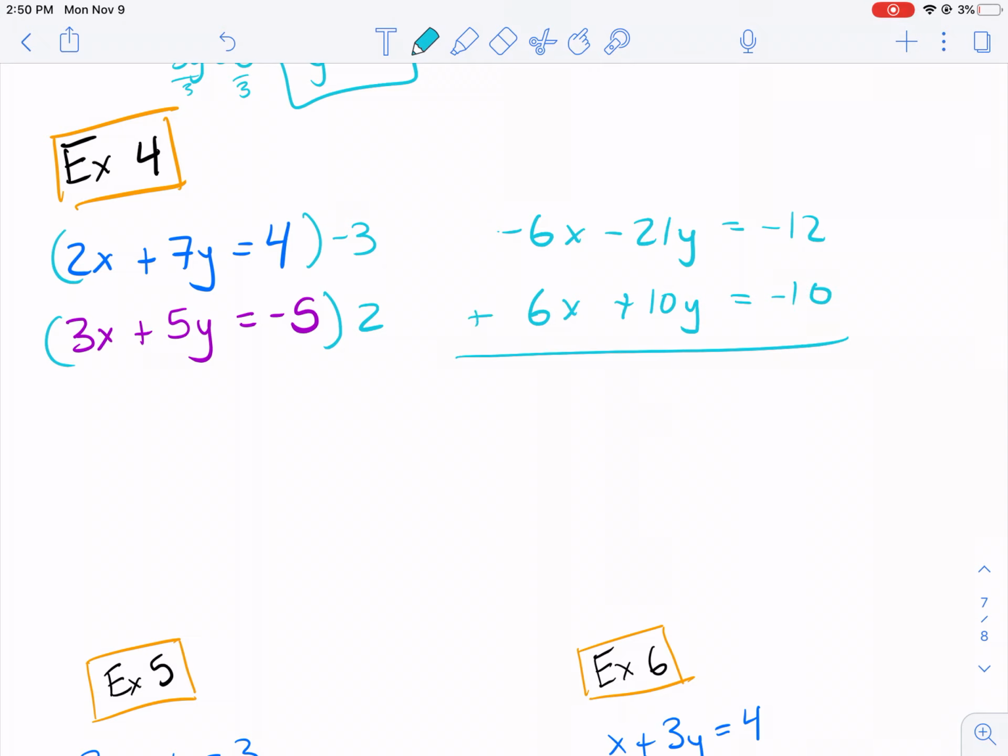And I'm adding these two together. So that eliminates x, that's the whole point. This gives me negative 11y, and then I add these and I get negative 22. So I divide by negative 11. Ooh, this is good. I get y equals positive 2.